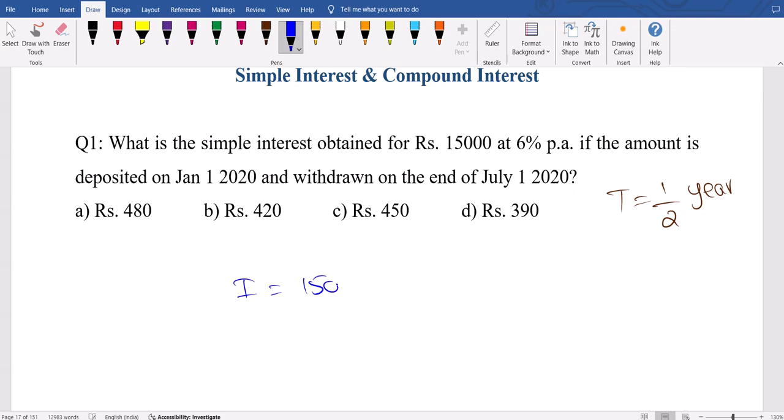So principal 15,000, time half of the year, rate of interest 6 divided by 100. So this cancels, and 450 is your answer.